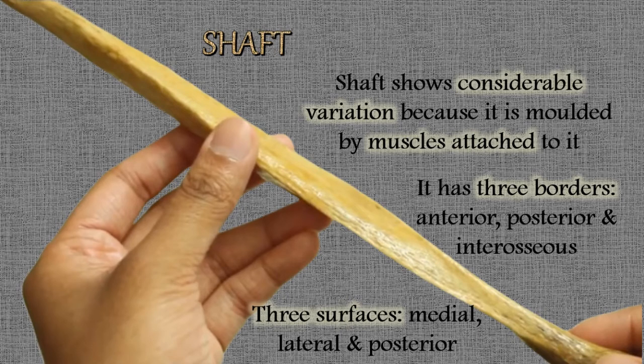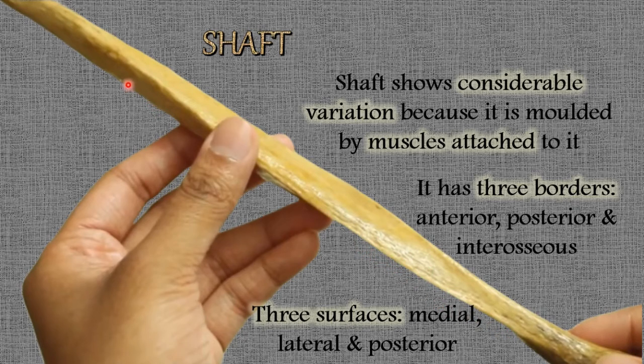Shaft. The shaft shows considerable variations. As you can see, these surfaces are quite twisted, because it is molded by muscle attachments on it. It has 3 borders and 3 surfaces. The borders are anterior, posterior and interosseous or medial border, right? Now this is the anterior border, this one, and this is the posterior border, which is sort of rounded in its upper part and more pointed, or a little sharper, in its lower half.